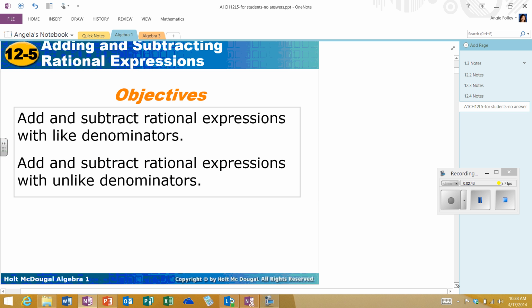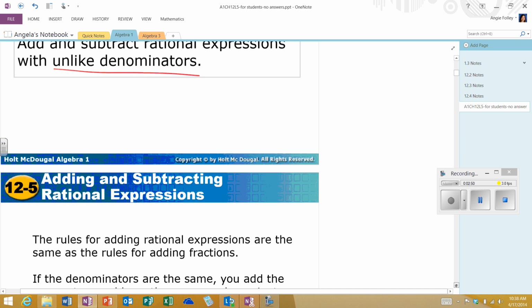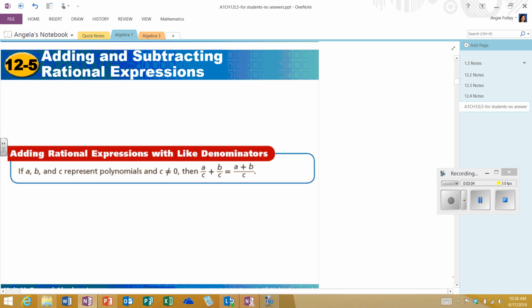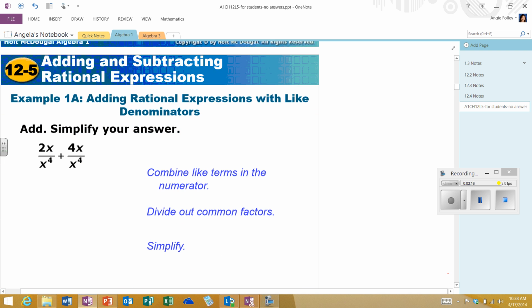So today we're going to talk about adding and subtracting rational expressions with like denominators, and then also how to do this with unlike denominators. The rules for adding rational expressions are the same as for adding fractions. If the denominators are the same, you just add the numerators and keep the common denominator, just like we did in the warm-up. So, for example, if I have a, b, and c to represent polynomials, and I have a over c and b over c, with a common denominator, I just add those together and keep the same denominator. So let's try one.